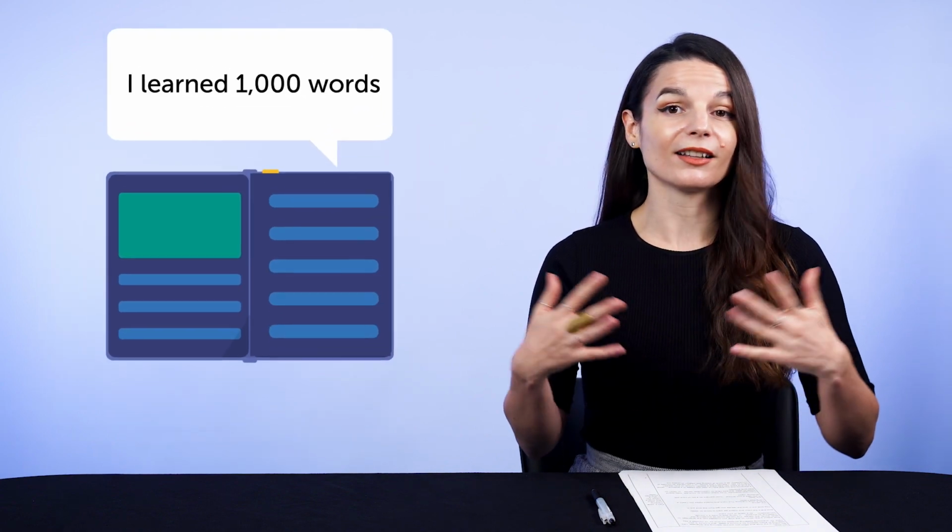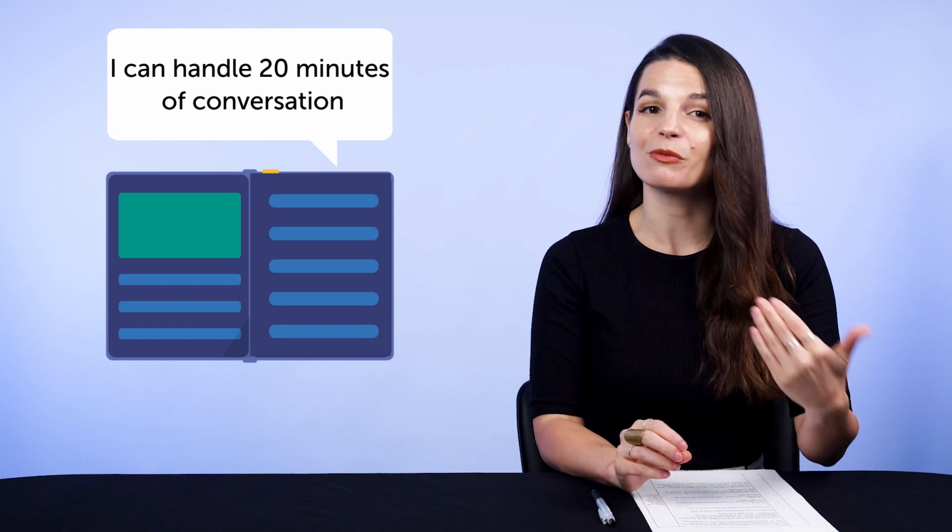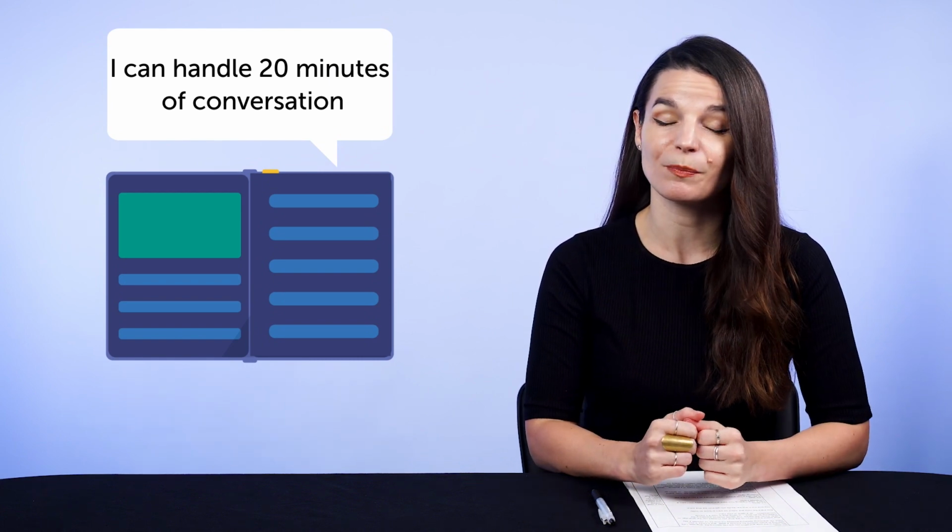Can they say, I learned 1,000 words, or I can handle 20 minutes of conversation as a result of reading 200 pages? Probably not. So most learners don't know because most learners don't measure their input or their output. However, if you knew that listening to 1 hour of audio lessons a week resulted in being able to hold a 3-minute conversation, now you know what results you're getting from your work. And this is where tracking your input and output becomes a powerful way to learn a language faster.